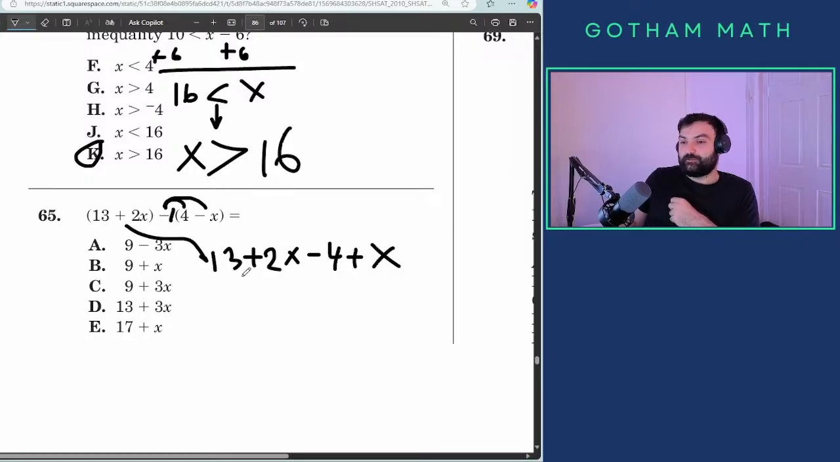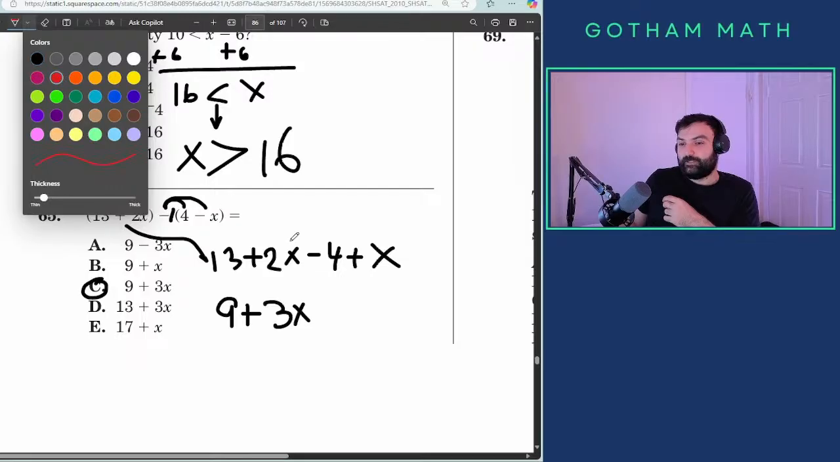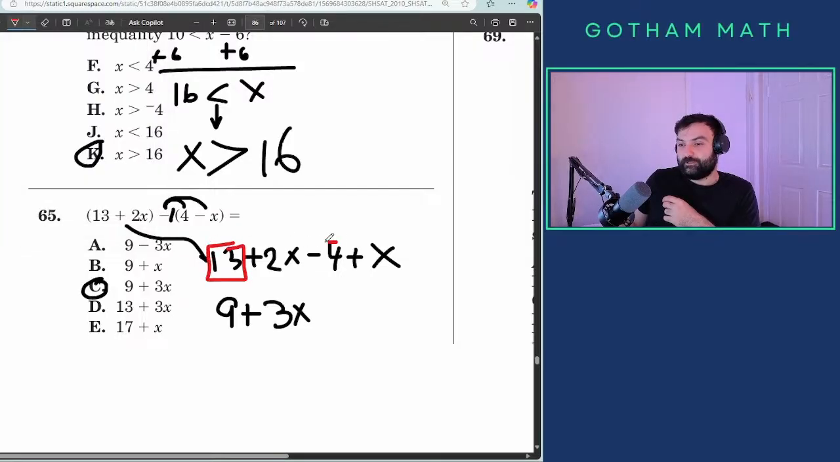So you get 13 and minus 4, that's 9. And 2x plus x, 3x. Now we just choose C. And that's the answer. 13 and negative 4 gives me 9, and 2x and positive x gives me 3x.